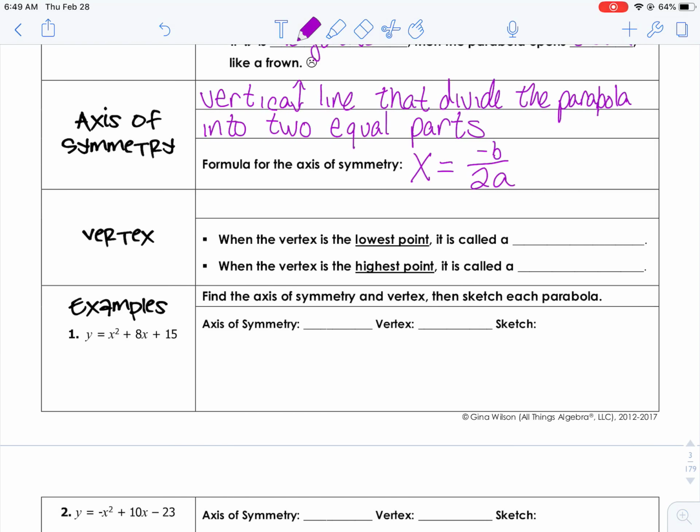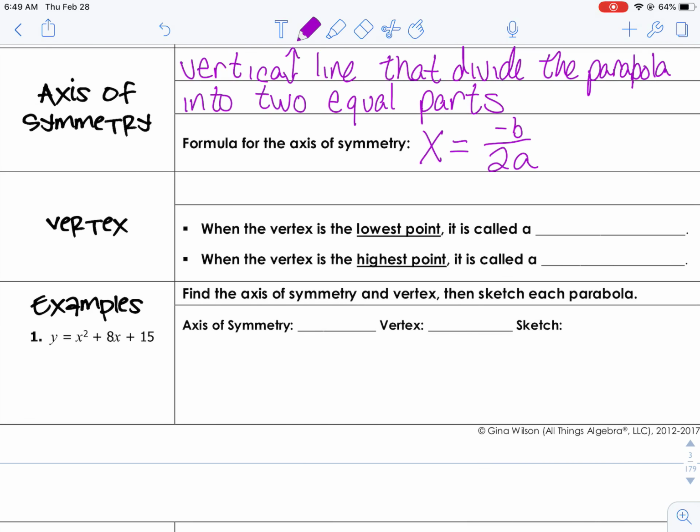So we're going to skip over the vertex part for just a second, and we're going to find our axis of symmetry for this. My a number would be 1, my b number would be 8, my c number would be 15. So to find our axis of symmetry, it's x equals the negative b number, which was 8, divided by 2 times my a number, which is 1. So negative 8 divided by 2, which is negative 4. When you write what your axis of symmetry is, I want you to write x equals negative 4.